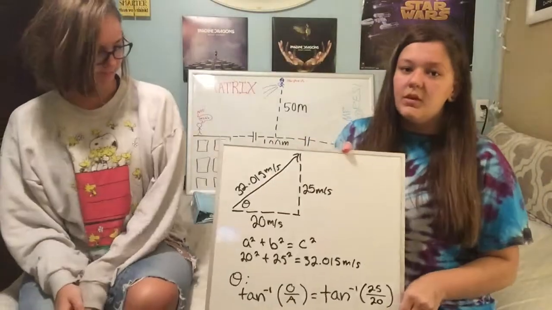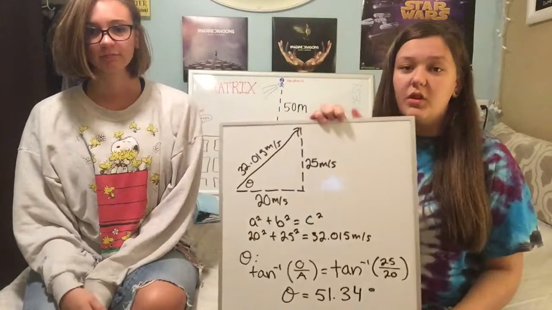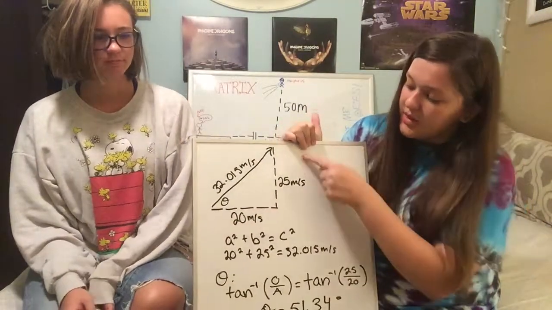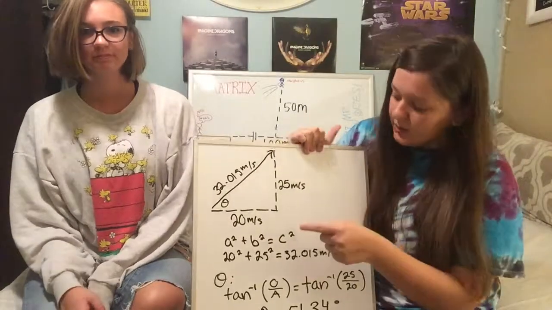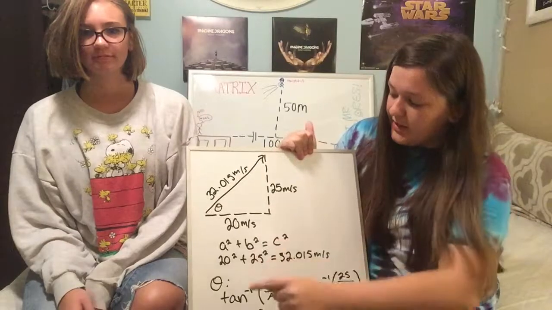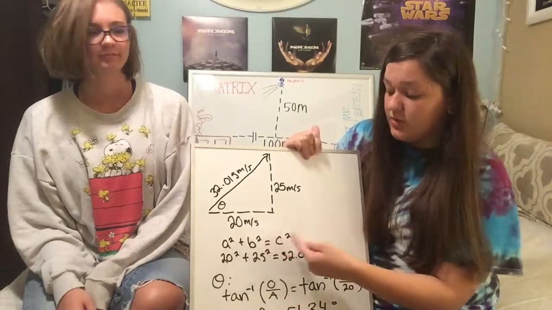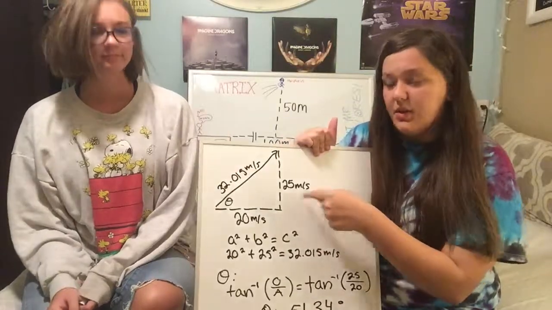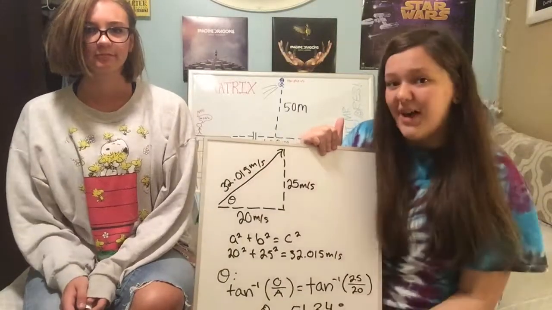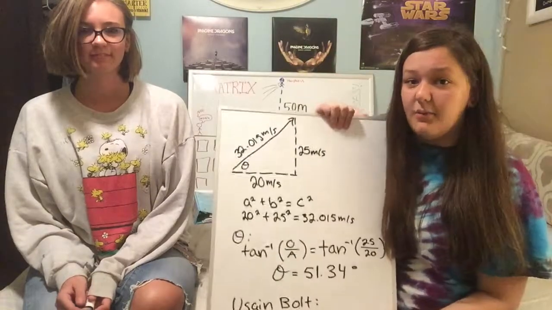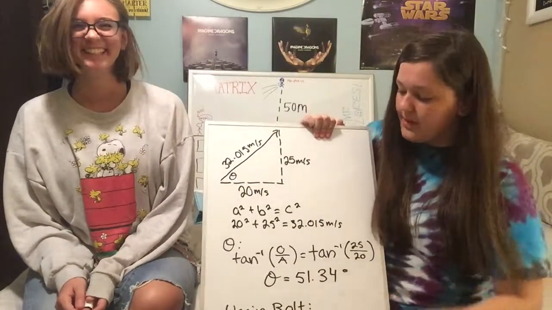So to find his initial velocity, we take the velocity in the x direction and the velocity in the y direction, and we would have to use the Pythagorean theorem to find it. So we do a squared plus b squared equals c squared, which is 20 squared plus 25 squared, and we found that to be 32.015 meters per second.